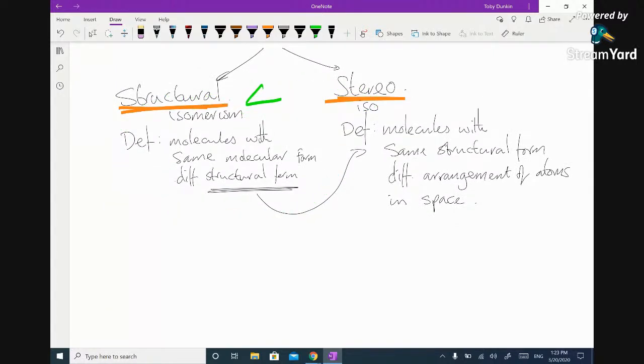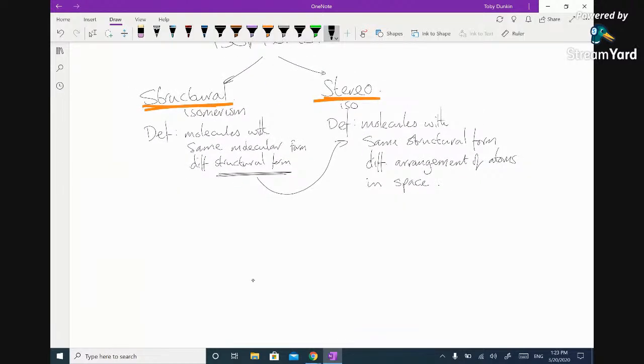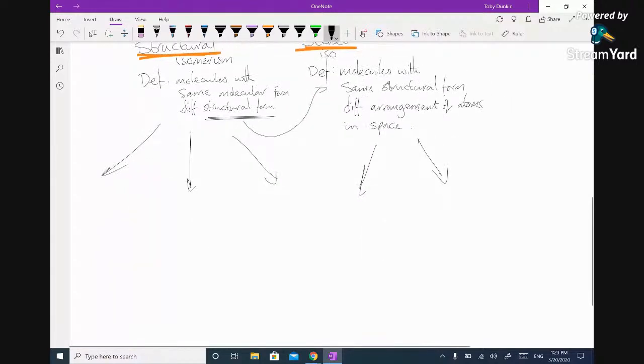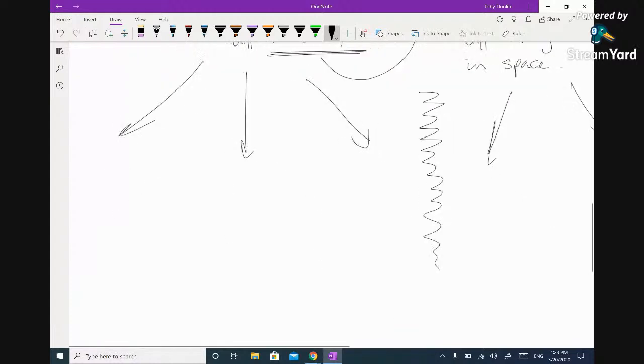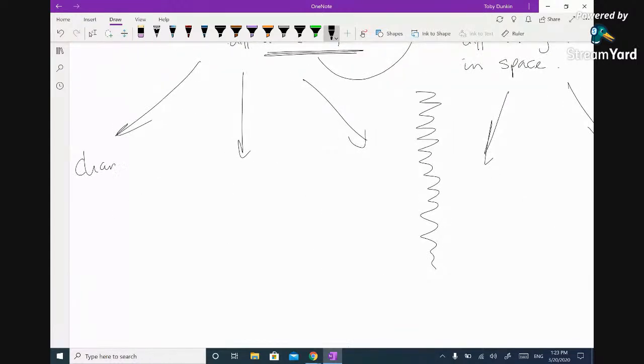Thanks, Julian. So why wouldn't we ever say this? The reason being is these are subdivided. Stereo is split into 2 and structural is split into 3. So I'm going to put a little squiggly line down the middle to separate these 2. So structural is split into chain or branched. Now you'll notice chain or branch isomers.